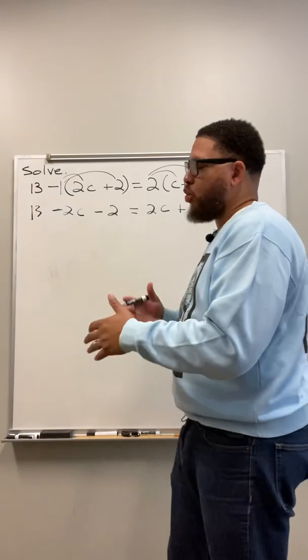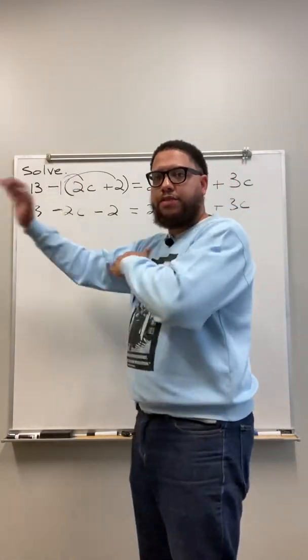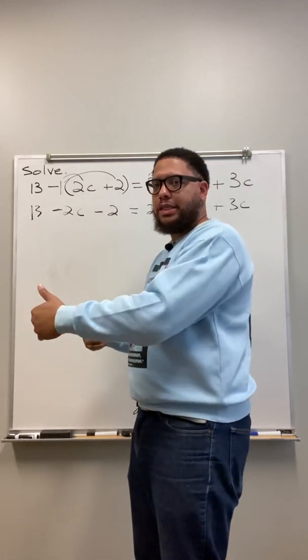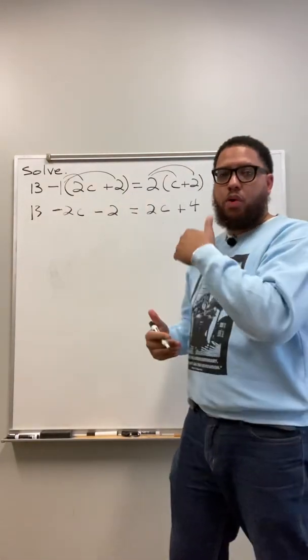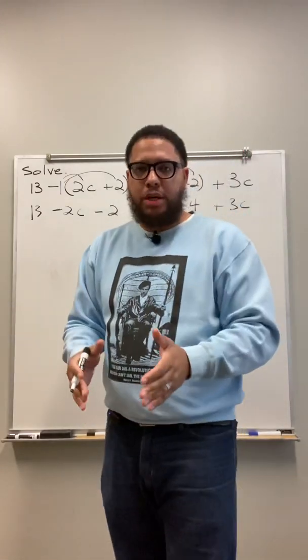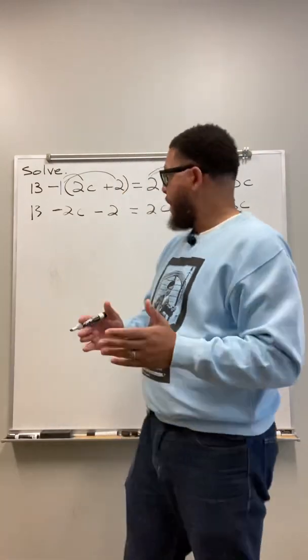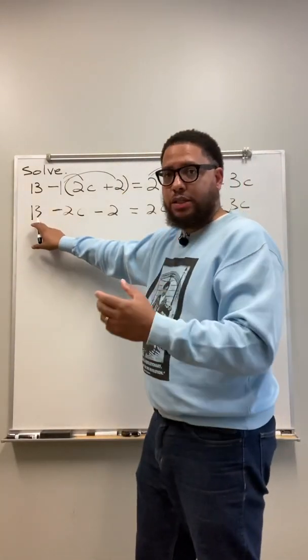I like to reorganize my problems. I like to move all the variables to the left side and then all the constant terms to the right side. Now, what is a constant term? A constant term is a number that's just a number. There's no variable next to it. There's no letter next to it. It's just a number. 13 is a constant term.